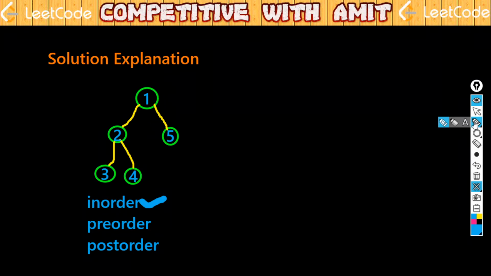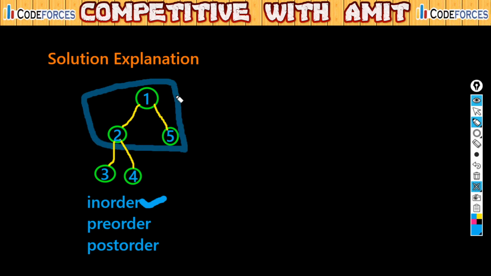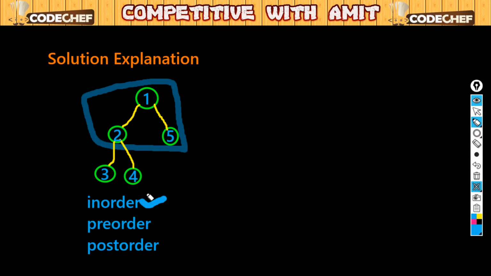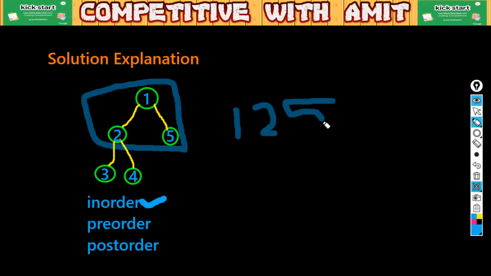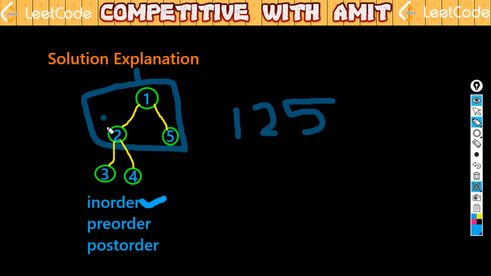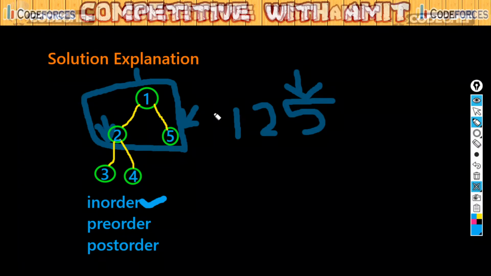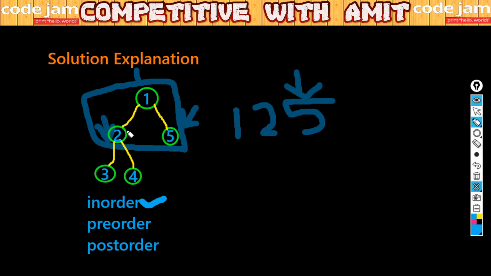So again, we will consider this as an example, or this as a question, this 1, 2 and 5. So for this, what is the pre-order? It will be 1, 2 and then 5. So first root comes, then left comes, and then right comes. So there is a perfect sequence, that first root comes, then left comes, then right comes.